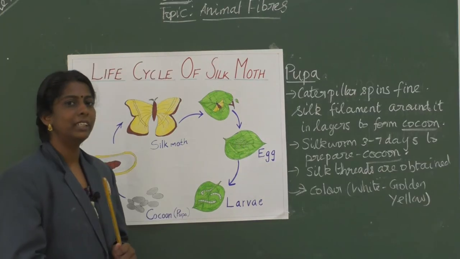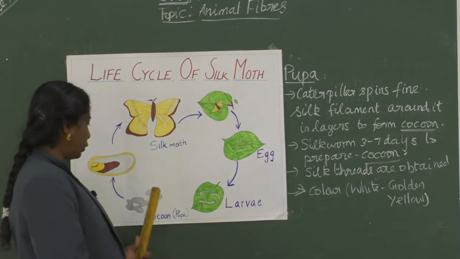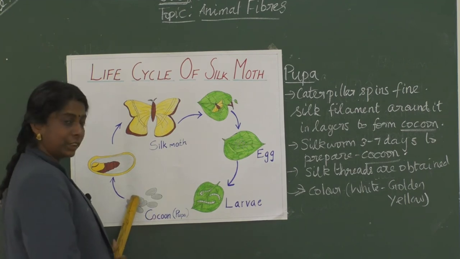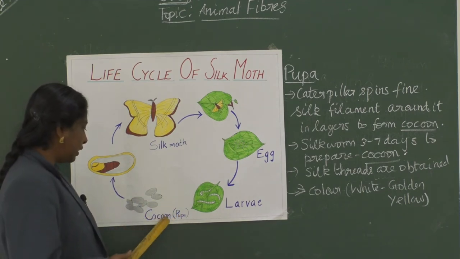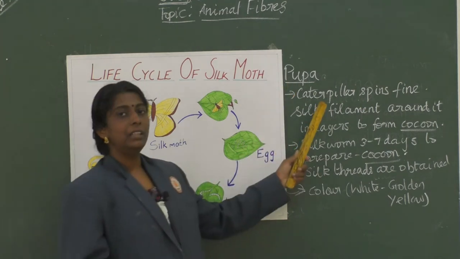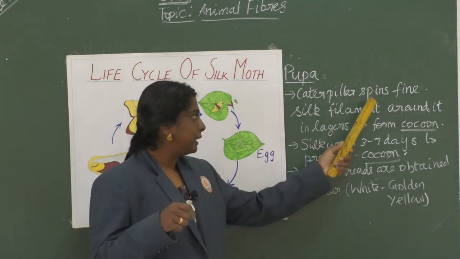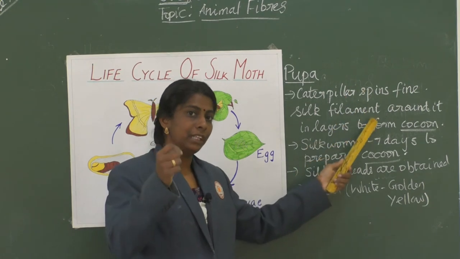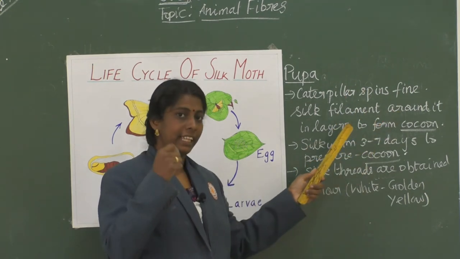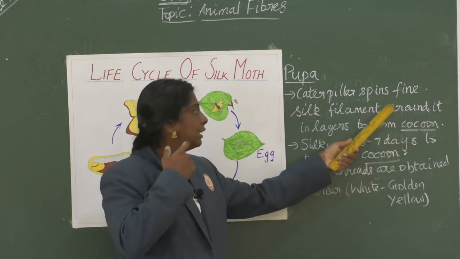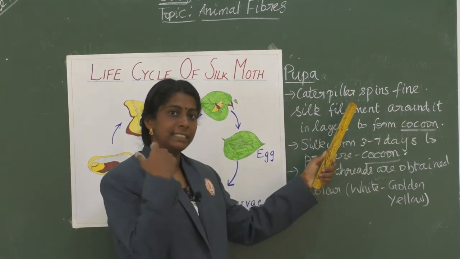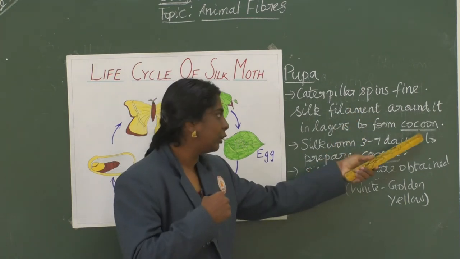Yes. Now children, the third stage, pupa. You can see this structure here. It's said to be a cocoon. So what is this? The caterpillar or larva spins fine silk filament around itself in layers. The larva which is surrounded by the silk filament is said to be a cocoon.